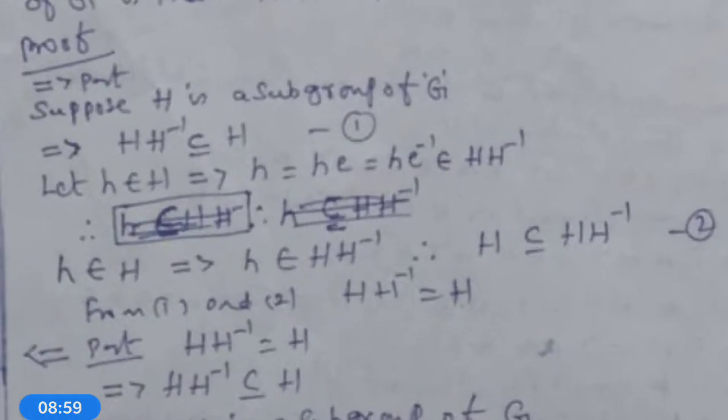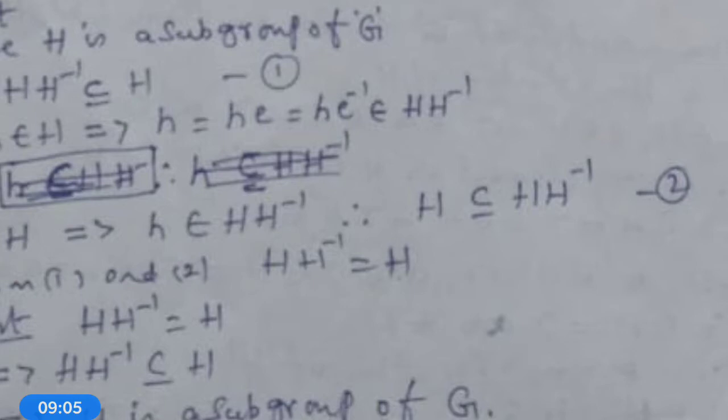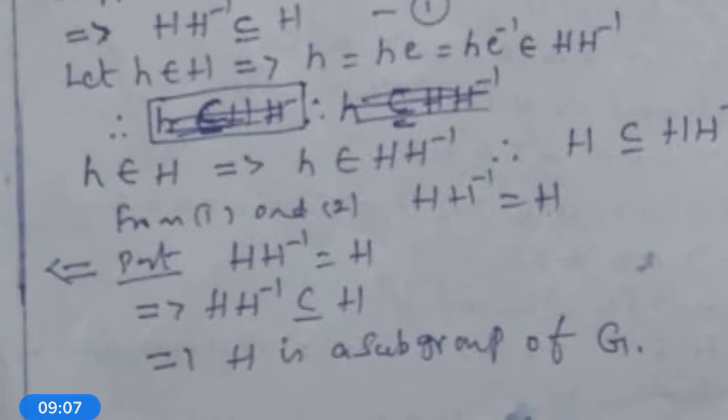What is the first equation? H H inverse is a subset of H. What is the second equation? H is a subset of H H inverse. Therefore, from 1 and 2, we conclude that H H inverse is equal to H.